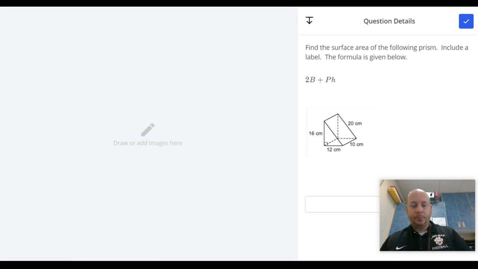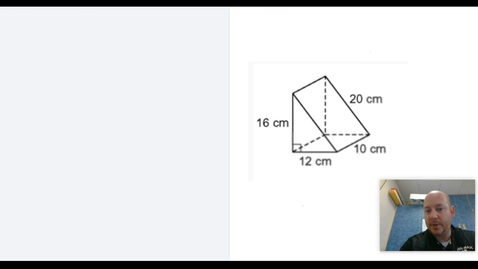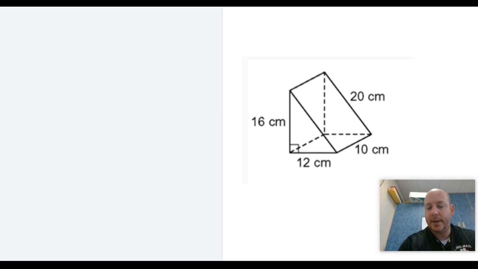Okay. So on a triangular prism, right, we don't have that 3 groups of bases. The bases are the triangles, right? They're the only 2 faces that are parallel to each other. Okay. So again, we'll start with our formula. Okay. Let's find the area of the base. So that's the area of the triangle, right? So base times height divided by 2, or half of the base times the height.